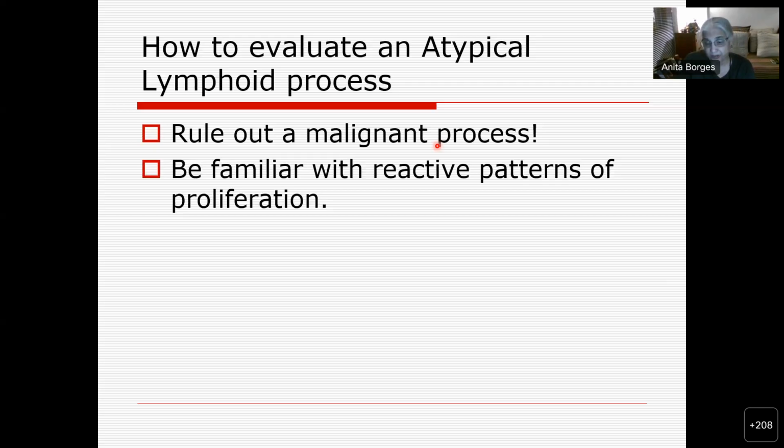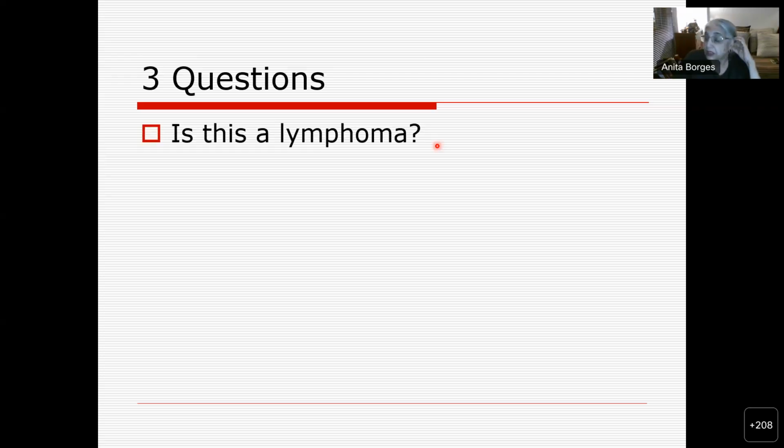And there's not just one reactive pattern of proliferation. There are many. And so therefore, you have to ask yourself these questions. Number one, is this a lymphoma? So that's when you're doing all the stains, to rule out a malignant process, because up to now, we believe that when you use the word lymphoma, it's malignant. It could be something else also, which is not a lymphoma. It could be a metastatic disease. It could be melanoma. It could be other things. But you have to ask, is this a lymphoma?